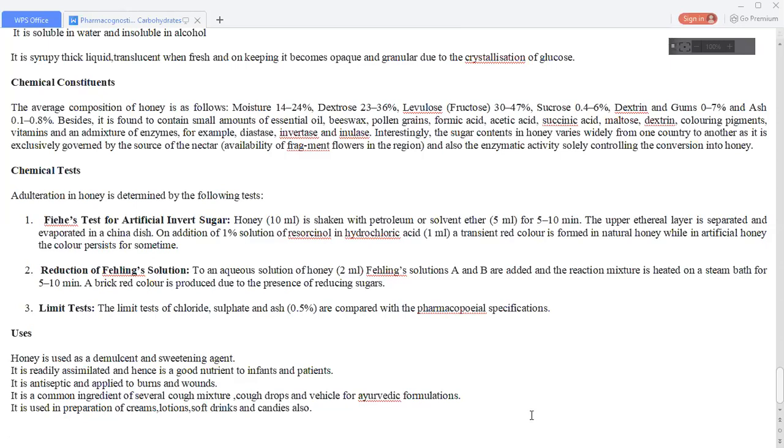The next use is that it is a common ingredient of several cough mixtures, cough drops, and even it is a vehicle for Ayurvedic formulations because of its sweet taste, and even because of antiseptic properties in cough and cough mixtures it is used. It is used in the preparation of creams, lotions, soft drinks, and candies also.